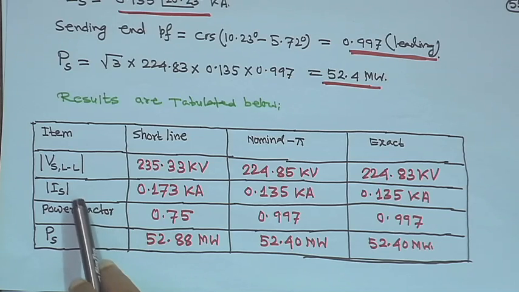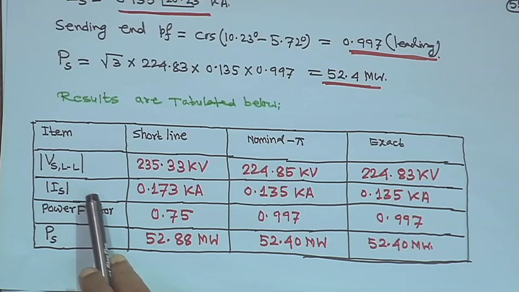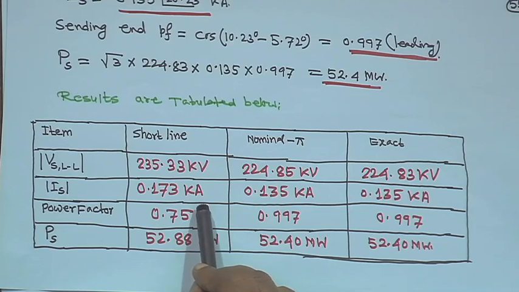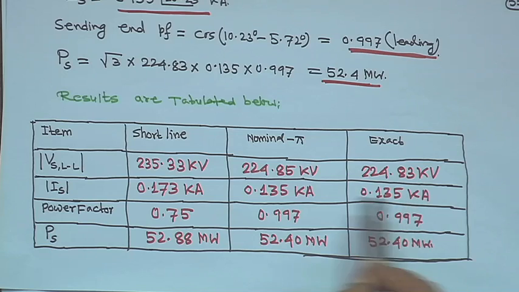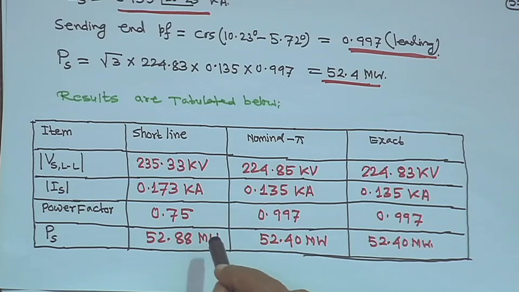Now, for the sending end magnitude of current, this is 0.173 kilo ampere, but here it is 0.135 kilo ampere, and here it is 0.135 kilo ampere. These two are almost the same, but here it is slightly more. So, what happens when you are considering the shunt capacitor, sorry, the charging capacitor? Basically it injects reactive current into the line. In that case the current has two components, one is the real component, another is the reactive component.